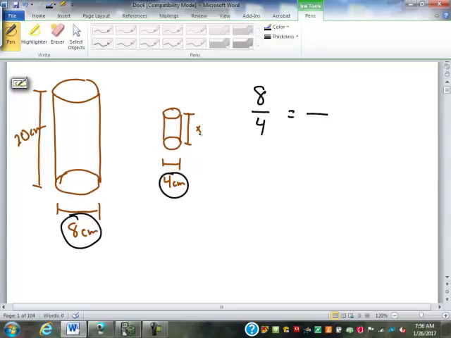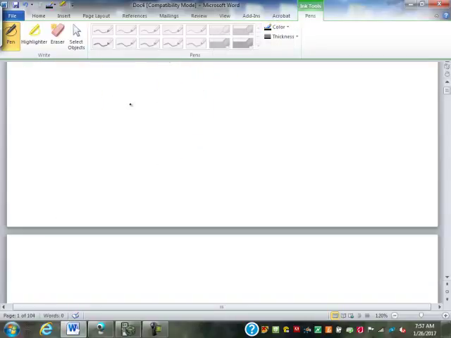On the other side, where's x going to go? It goes on bottom because it's from the same cylinder as the 4. What goes above it? The 20 is the height of the other cylinder. So we cross multiply and divide here, x equals 10. So that's 10 centimeters. We could have a little bit more complex three-dimensional object.